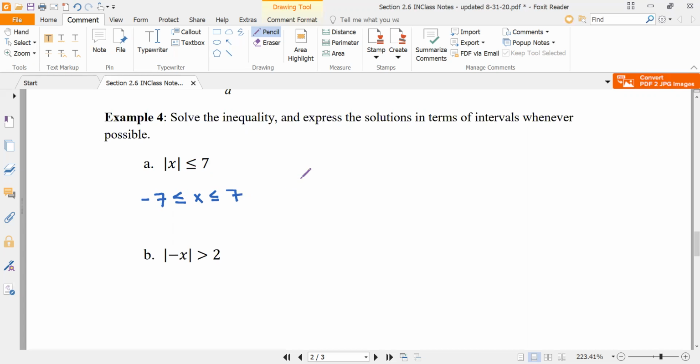Okay, so that's going to just already be solved since x is by itself in the middle. So that's a really easy one. The answer is just negative 7 to 7 brackets because of the equal to.